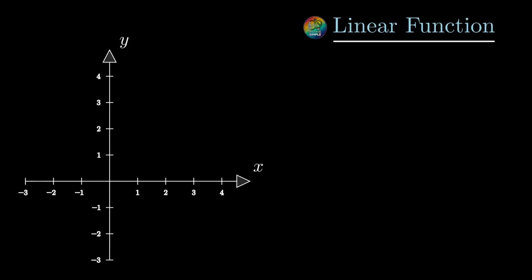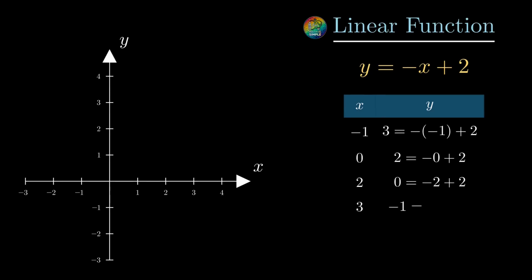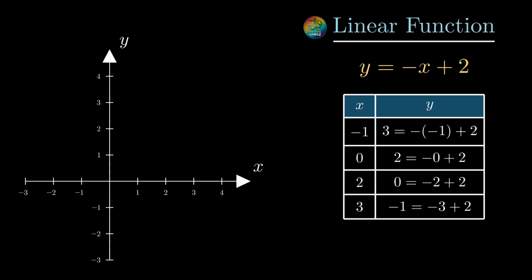We start with our linear function, y equals minus x plus 2. Let's first build an xy table, or input-output table. First, if we let x equal minus 1, plugging it into our formula gives us a y value of 3. That gives us our first point, with color pink, right here at (minus 1, 3) on the coordinate plane.